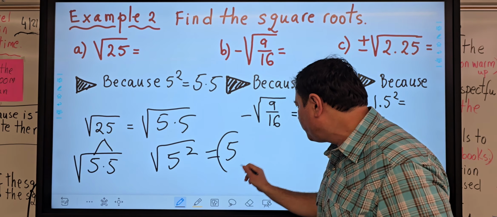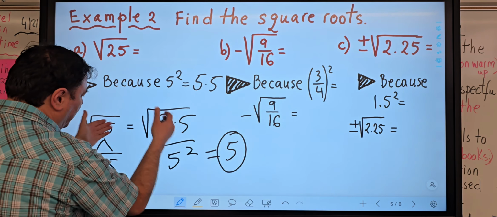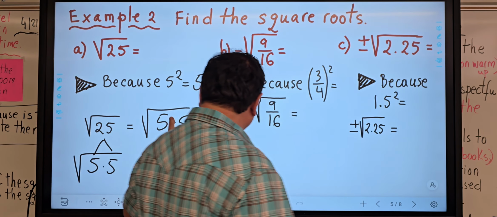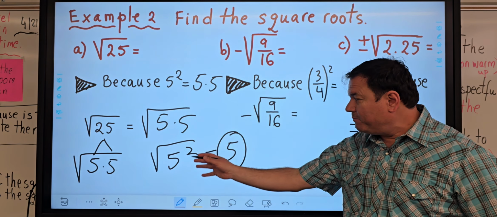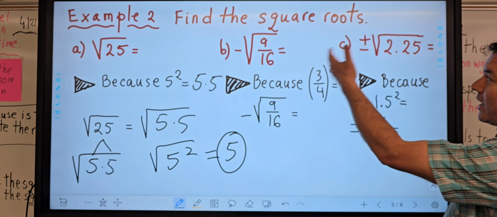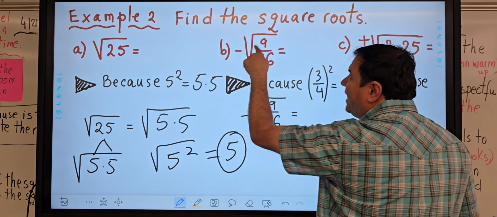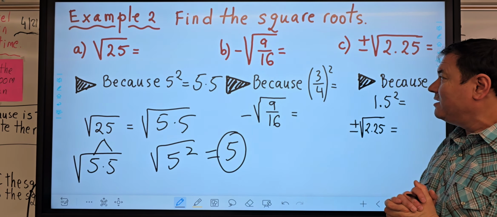The final answer is 5. So the square root of 25 is 5, because we have 5 times 5, just like we explained earlier, and the square root of 5 squared is 5. Now let's take a look at the second example here. Now we have a negative in front of the square root of 9 over 16.